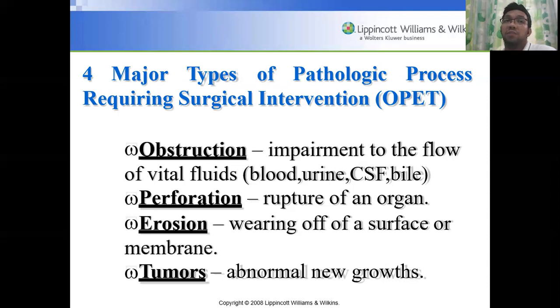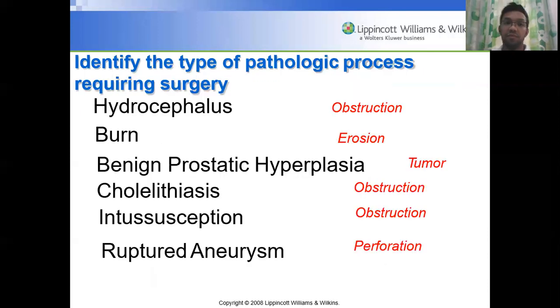Next is erosion, wearing off of a surface or membrane. So let's say, for example, you have burns on your skin. Or you have extensive abrasive wound on the skin. That is an erosion. So that's letter E. And lastly, for letter T, tumors, abnormal new growths, cancerous growths. But it can either be benign or malignant. So those are the tumors that need to be removed from our patient.